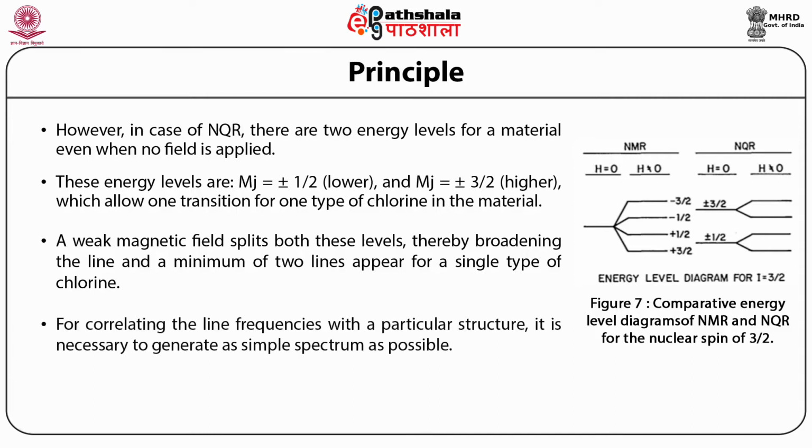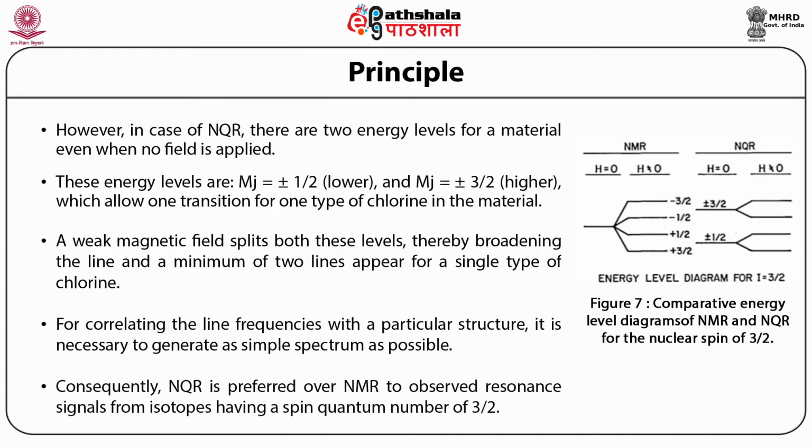So for correlating with the line frequencies of a particular structure, it is necessary to generate a simple spectrum. Therefore, a magnetic field is usually not applied in NQR experiments unless specific instructions are to be followed. So consequently, NQR is preferred over NMR to observe resonance signals from nuclei having the spin quantum number of 3/2.